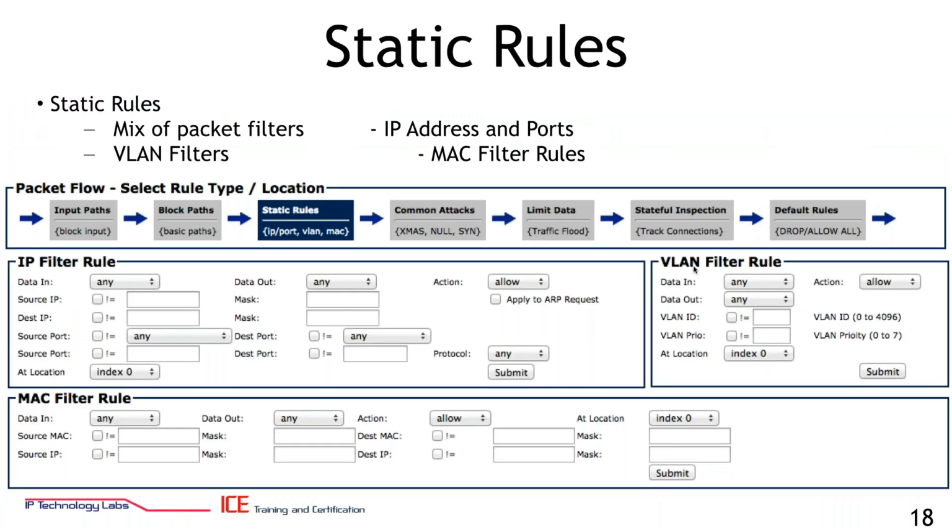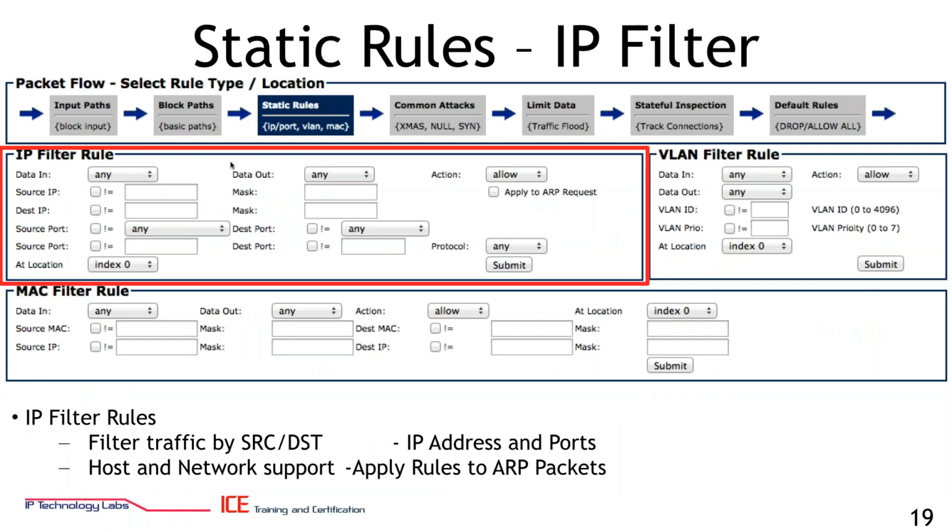Static rules allows you to start setting up source and destination interfaces. Within the static rules, there are 3 different blocks. We can filter based on IP filter rules: source, destination, IP address, IP packets, and interfaces coming in and out of.